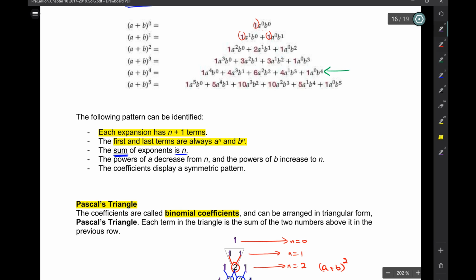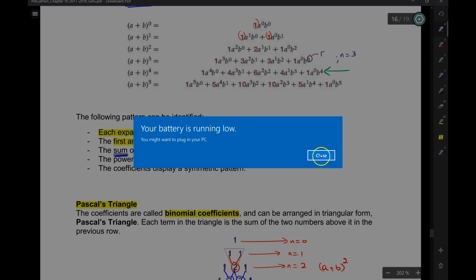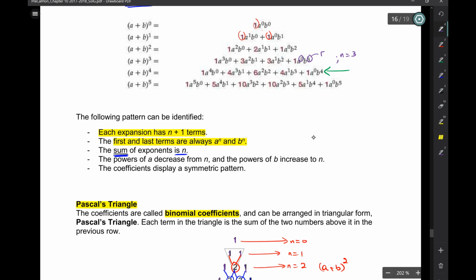So in other words, what I'm saying is, suppose this is r, okay? And in this case, n is equal to 3, right? How do I come up with that? It's n minus r, right? Here, if r is equal to 2, this is 3 minus 2. If r is equal to 1, this is 3 minus 1. So here, if r is equal to 1 and n is 4, that's n minus r, right?